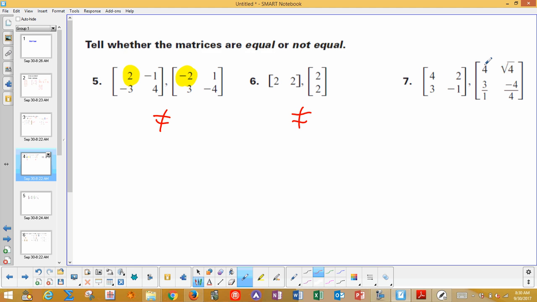Here, let's check it out. We have 4 and 4, so that's right. And 2 and root 4, oh, tricky, tricky, right? That's a 2, so that's equal. 3 and 3 over 1, so that's equal. And negative 1 and negative 1, so that's equal. So these are equal, because every value is the same in every place. Okay? That's how we tell if matrices are equal.